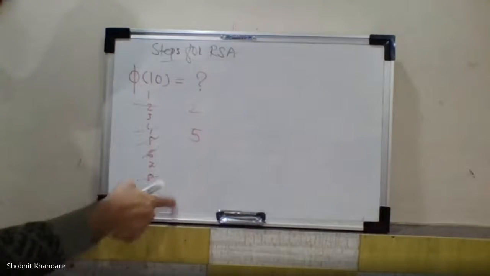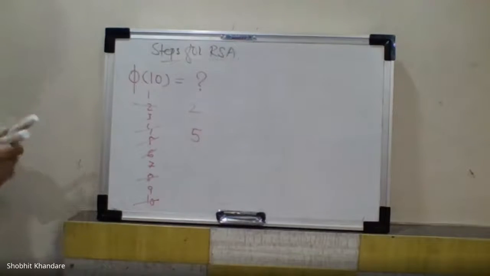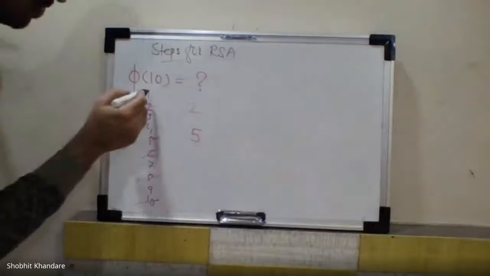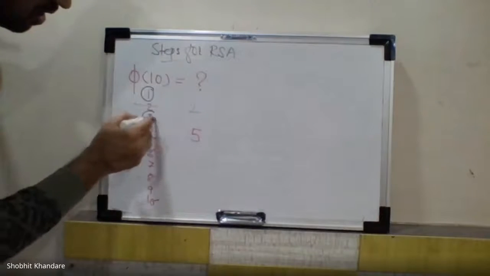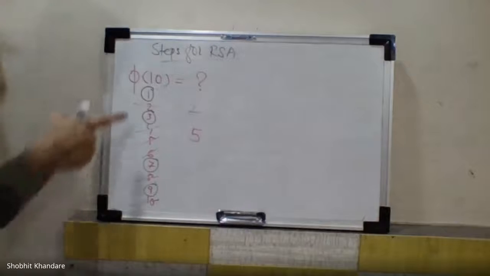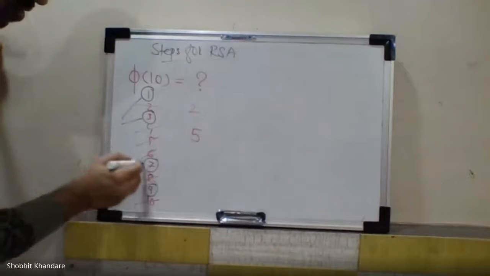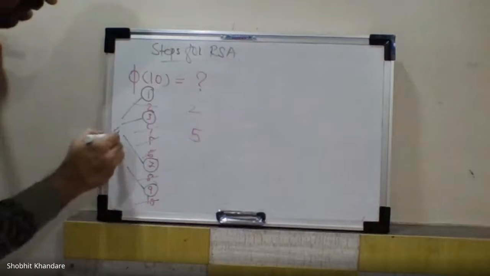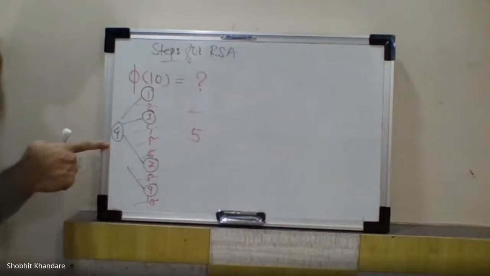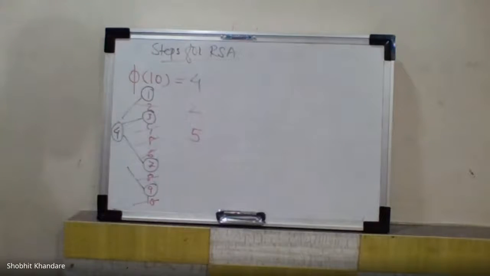Okay. And 5 twos are 10, already crossed. Now see the numbers which are not crossed. It is 1, it is 3, it is 7, and it is 9. So how many numbers are not crossed? 4 numbers. So the answer is 4.